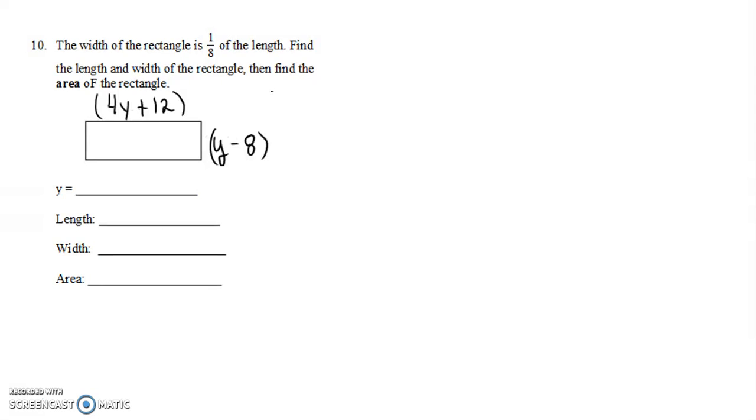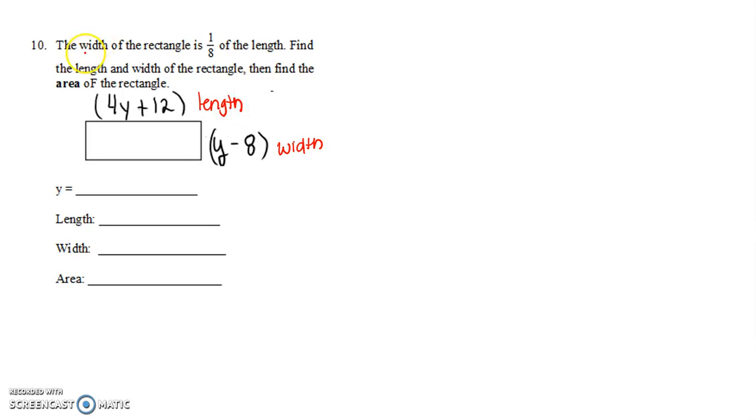All right, number 10. The width of the rectangle is 1/8 of the length. Find the length and the width of the rectangle, then find the area of the rectangle. Okay, so first let's find the length and width of the rectangle. So I'll go ahead and label this as your width and this is your length.